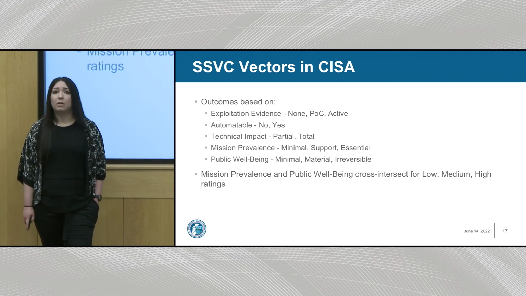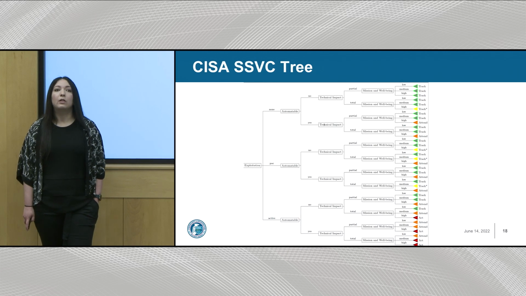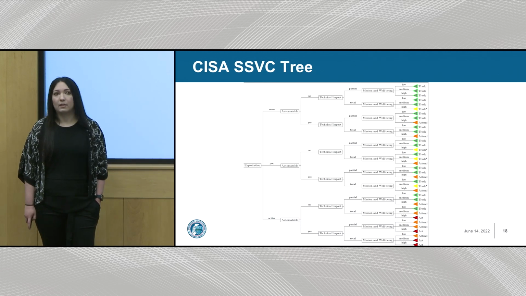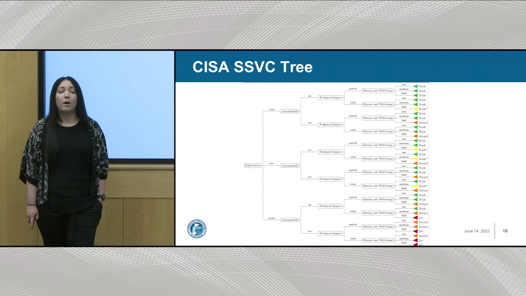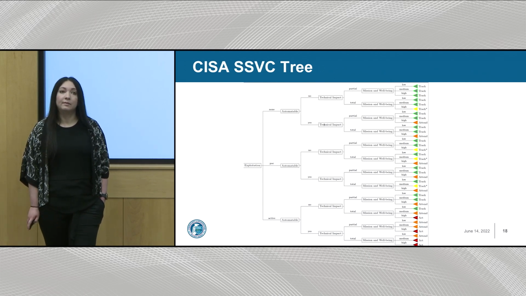Mission prevalence and public well-being cross-intersect for a low, medium, high rating. And then that is how you use these decisions in this decision tree for the SZA model. And as you can see, vulnerabilities rate more critically when a public proof of concept or active exploitation are known.